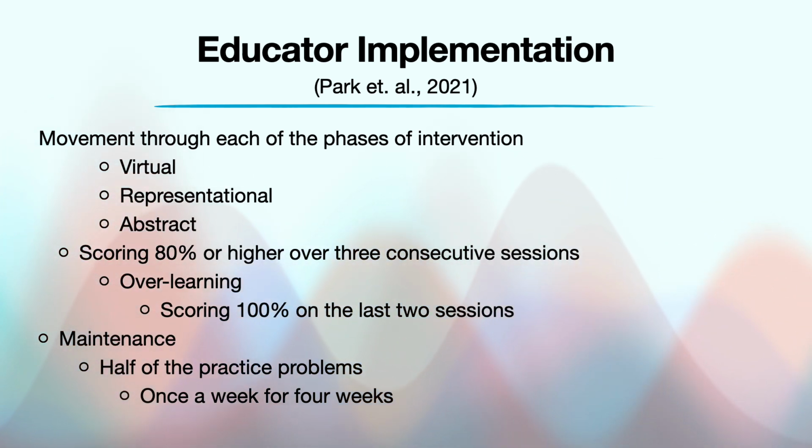Educators will move students through each of the phases of the intervention upon reaching specific scoring criteria. The initial phase of the intervention will be the virtual portion of VRA using virtual manipulatives and video modeling to learn the concept. Students will be expected to score 80% or higher over 3 consecutive sessions and overlearn by scoring 100% on 2 additional sessions.